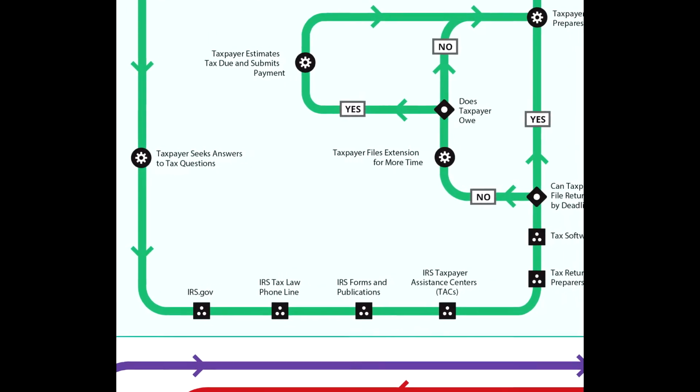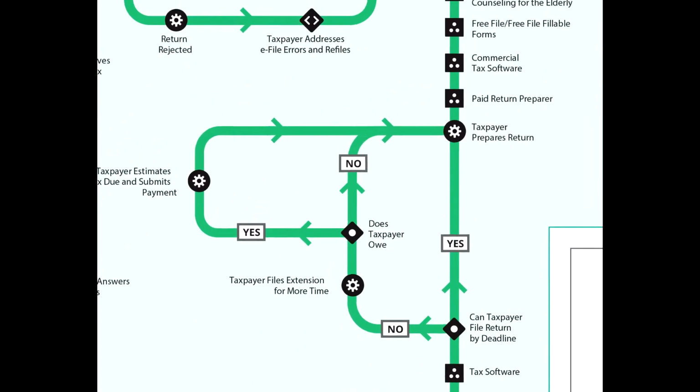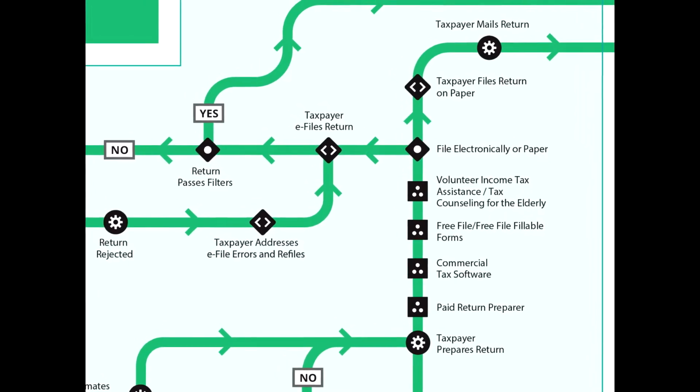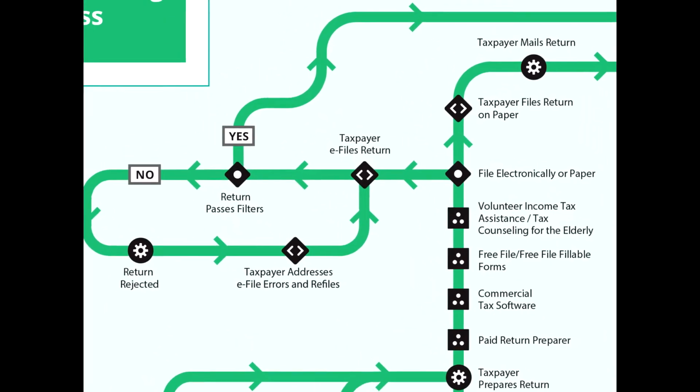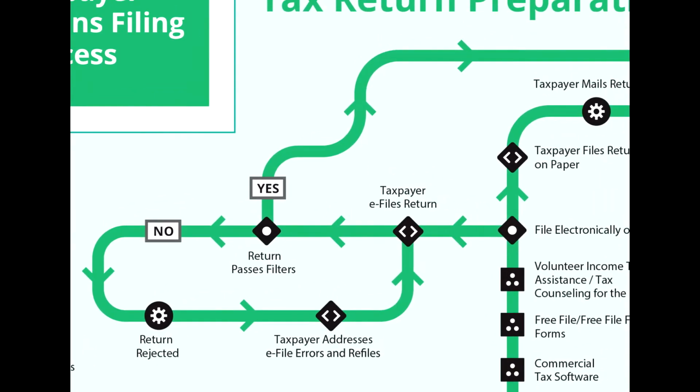Taxpayer prepares his tax return using his favorite software. Taxpayer elects to use his favorite software to electronically file. Taxpayer elects to e-file his tax return, and it does pass the IRS filters.